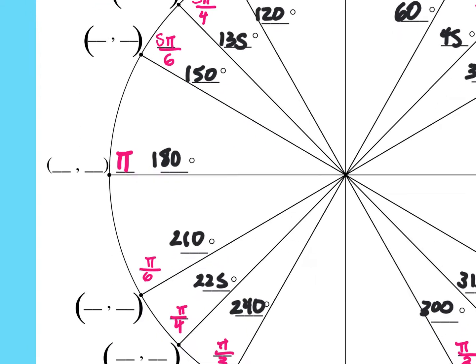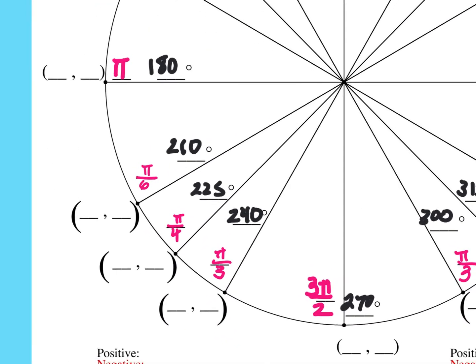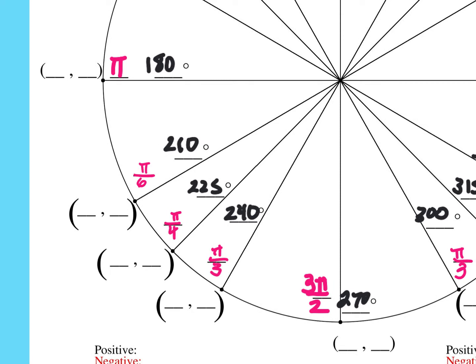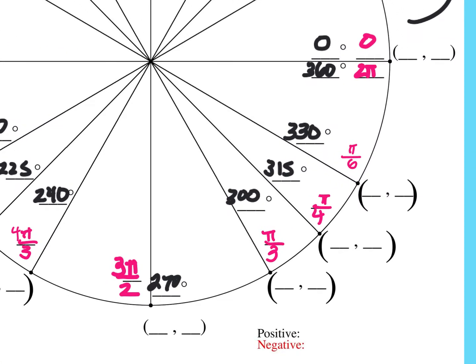In the third quadrant, we are now bigger than 1 pi, so the numerator is 1 more than the denominator: 7 pi over 6, 5 pi over 4, and 4 pi over 3. In the fourth quadrant, we are almost at 2.